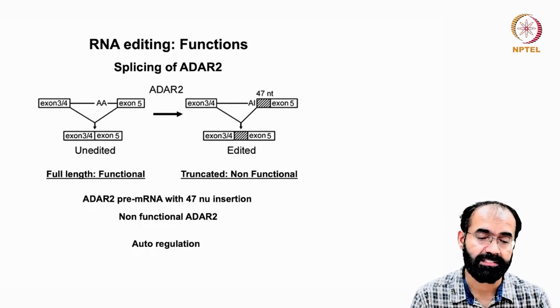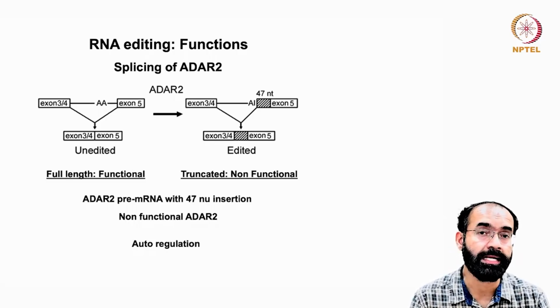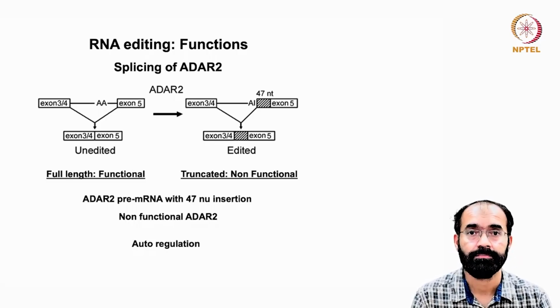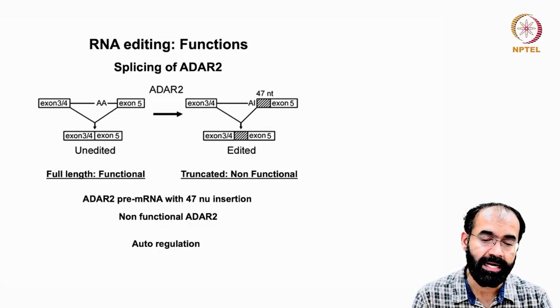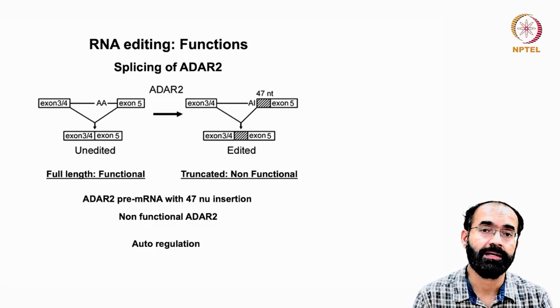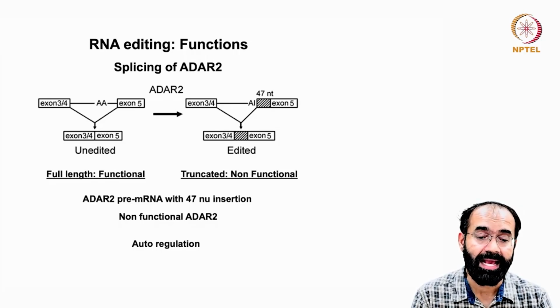Because of this, it has got extra 47 nucleotides comes in, and this is another way of editing, that is, you are incorporating extra bases from the intron, that is adding 47 nucleotide, and this is another way of editing, which caused a complete stretch of amino acid in between exon 3,4 and exon 5, and this truncation or this modification creates a non-functional ADAR2.